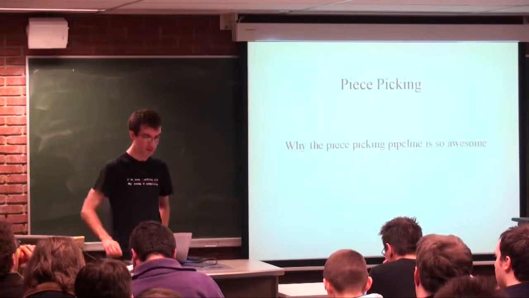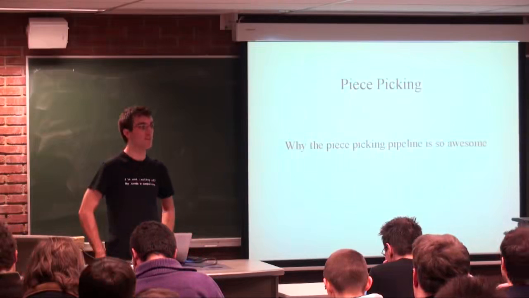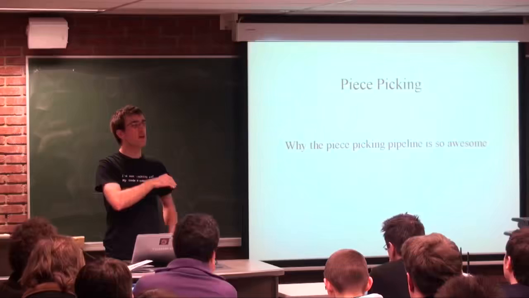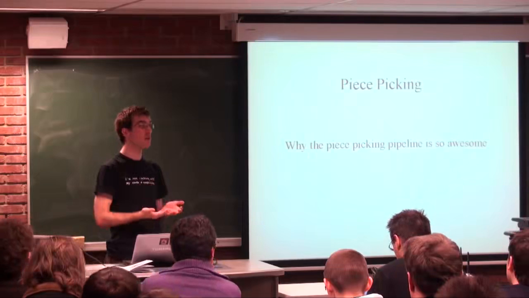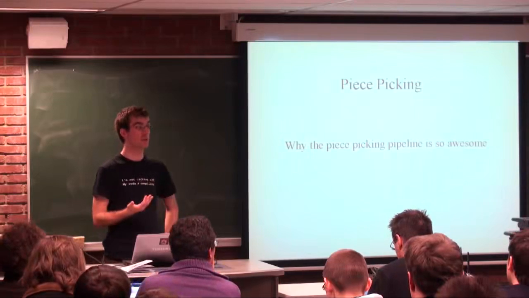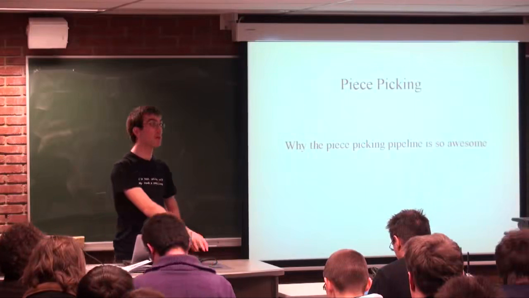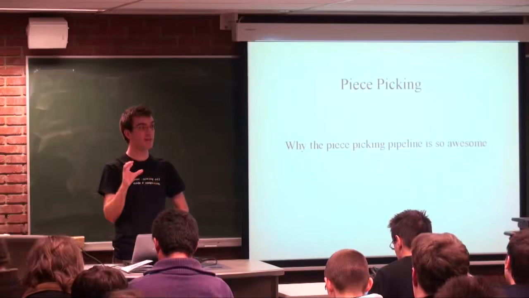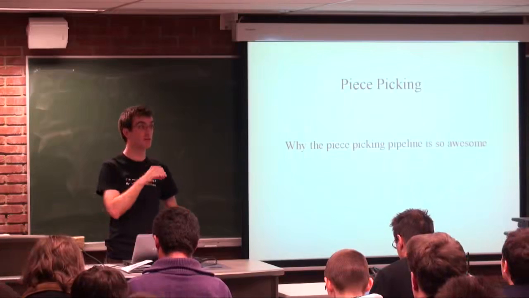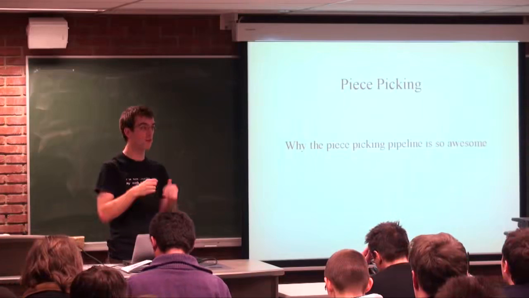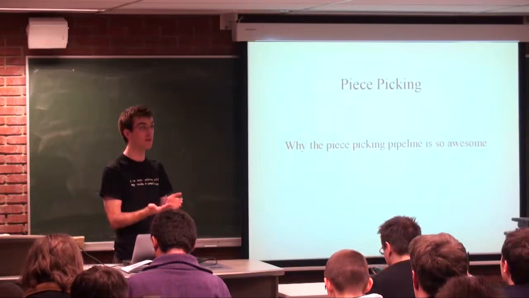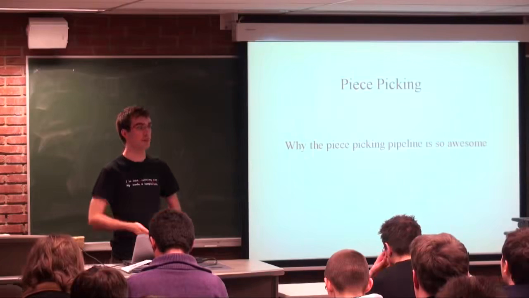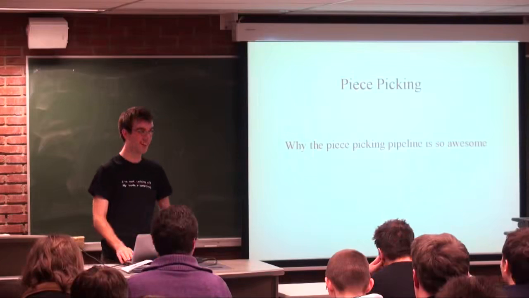So the second half of the talk is about the piece picking. Basically, in BitTorrent, when you download a file, it'll be split up into pieces of 32 kilobytes up to 2 megabytes. Each piece is then made of chunks of 16 kilobytes, which is specified in the protocol. So a 32 kilobyte piece has 2 chunks, and a 2 megabyte piece would have lots of chunks.